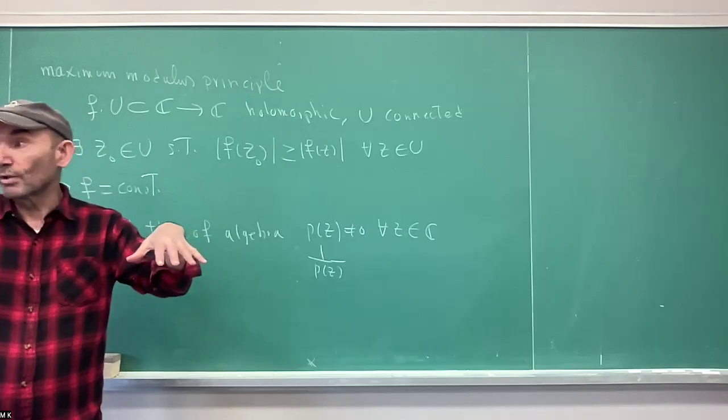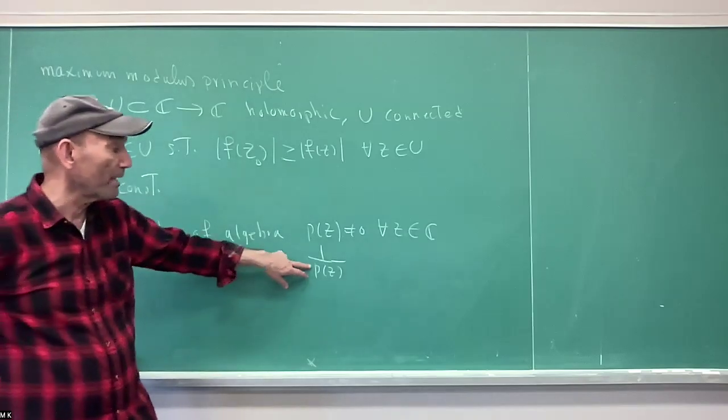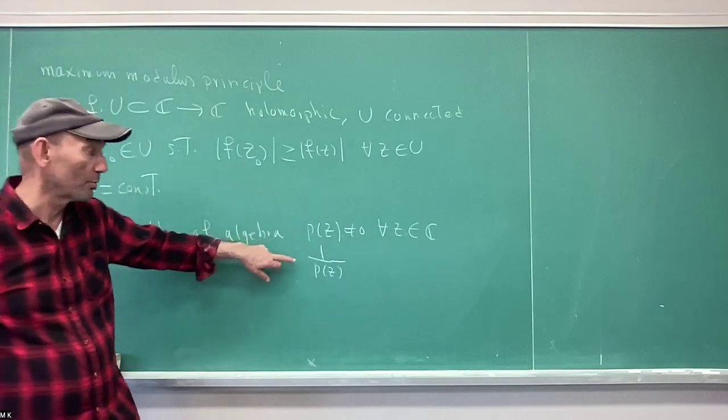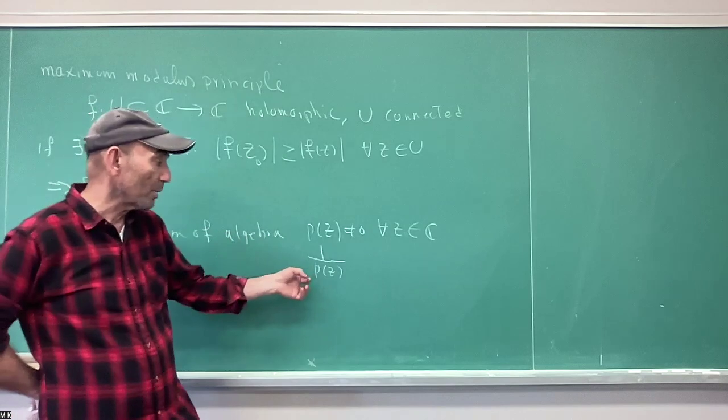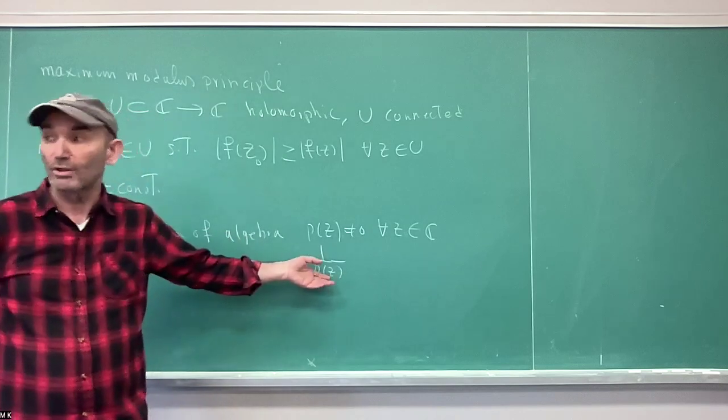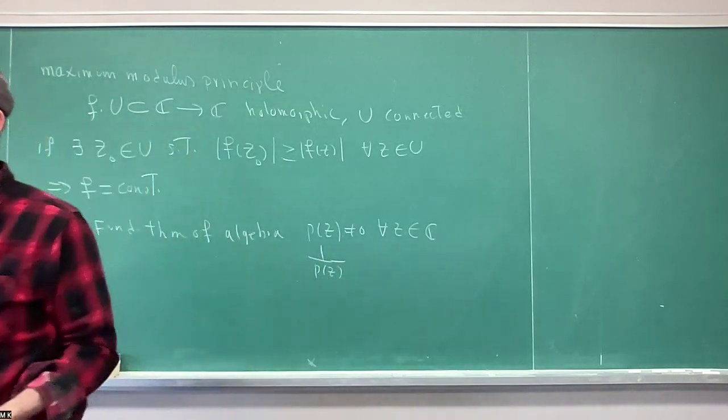Okay? So this function is going to attain its maximum somewhere in the interior of your open set, and that means that this is constant. But this function is obviously not constant. That's the proof.